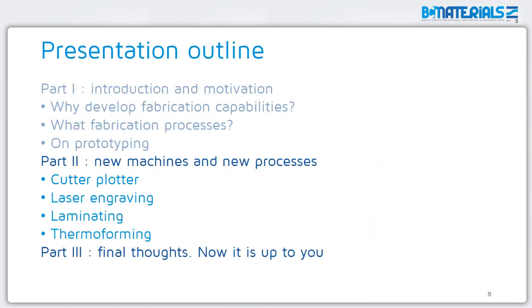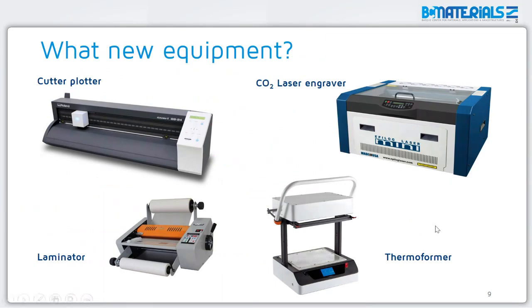Next I'll tell you a little bit about what machines and what processes we've introduced. These are the 4 machines that we have in BCMaterials now: a cutter plotter, CO2 laser engraver, laminator, and a thermoformer.